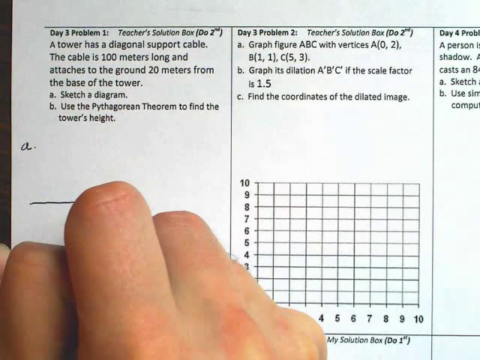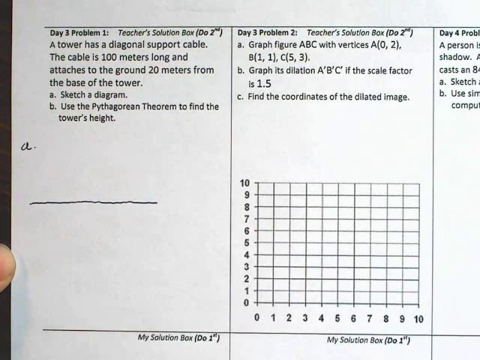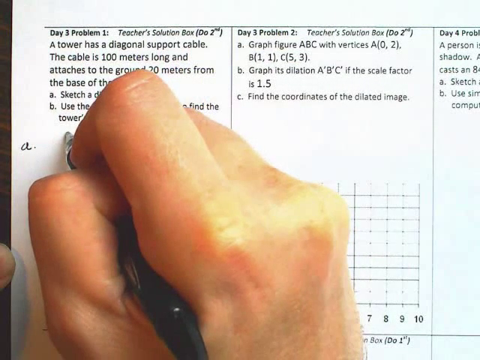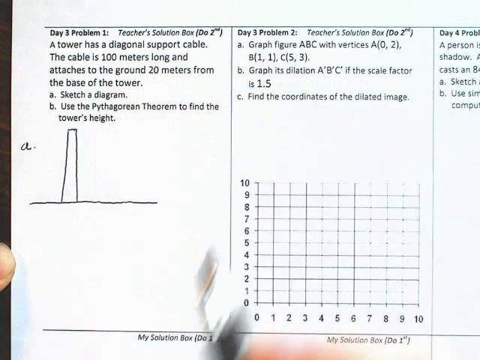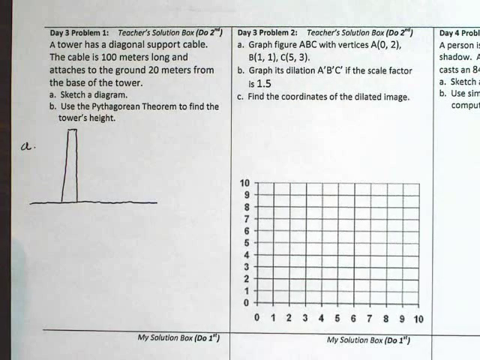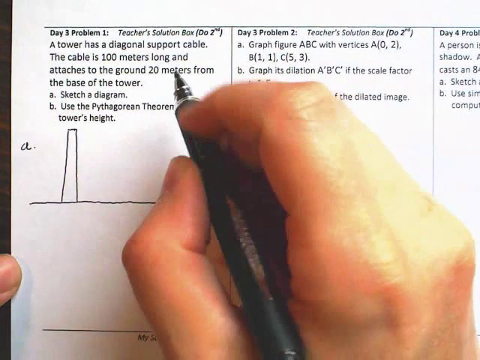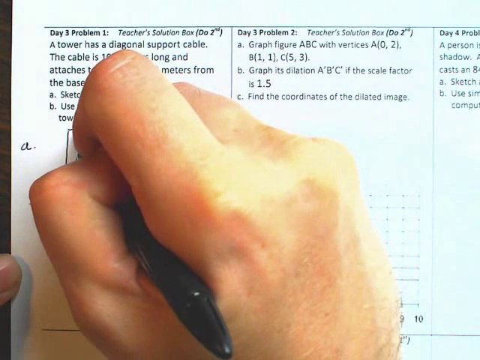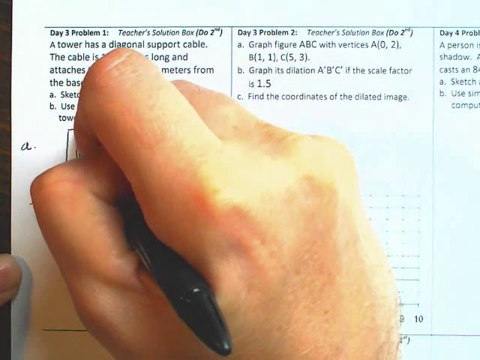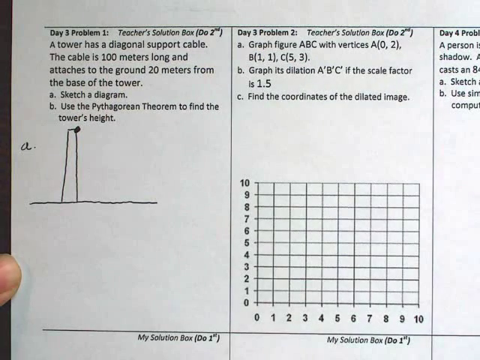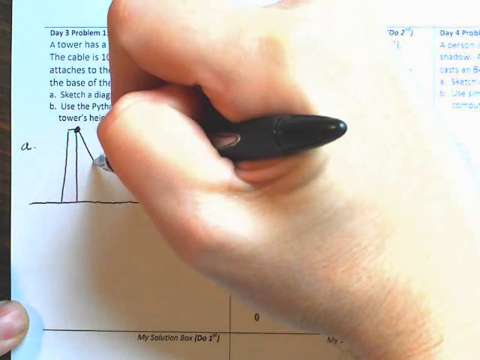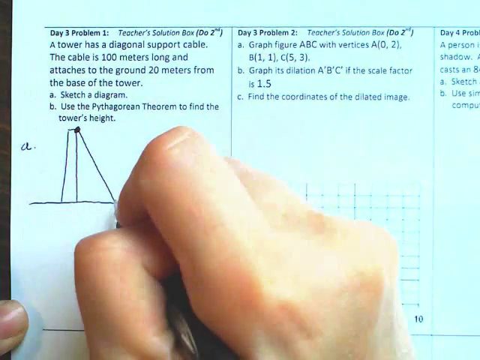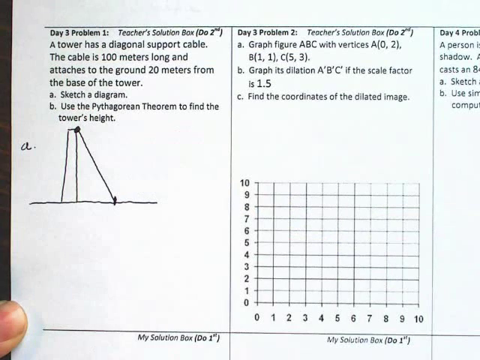We could use just a horizontal line to be the ground, and then for a tower, perhaps just a simple rectangle shape might be the tower. No need to get too fancy. And to help support the tower against the wind, it says there's a cable that's 100 meters long. So somewhere on the tower, up here at the top, the cable, probably made out of steel or some strong material, is attached, and it comes diagonally, and then it's attached into the ground right there.